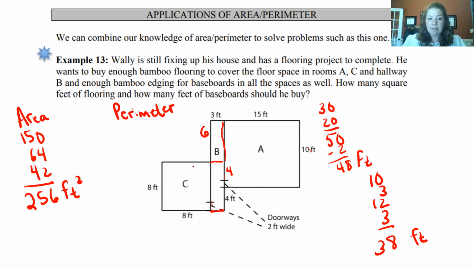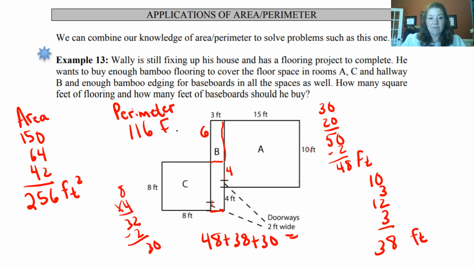And now we're going to do the same to this one. Each wall of this room is 8 feet, so we're going to multiply 8 times 4. So it's 32 feet, but once again, we have to take away this 2-foot door. So the perimeter that needs baseboards in room C is 30. The last thing we do is add 48 plus 38 plus 30, and the perimeter of the whole thing is 116 feet. We need 116 feet of baseboards.